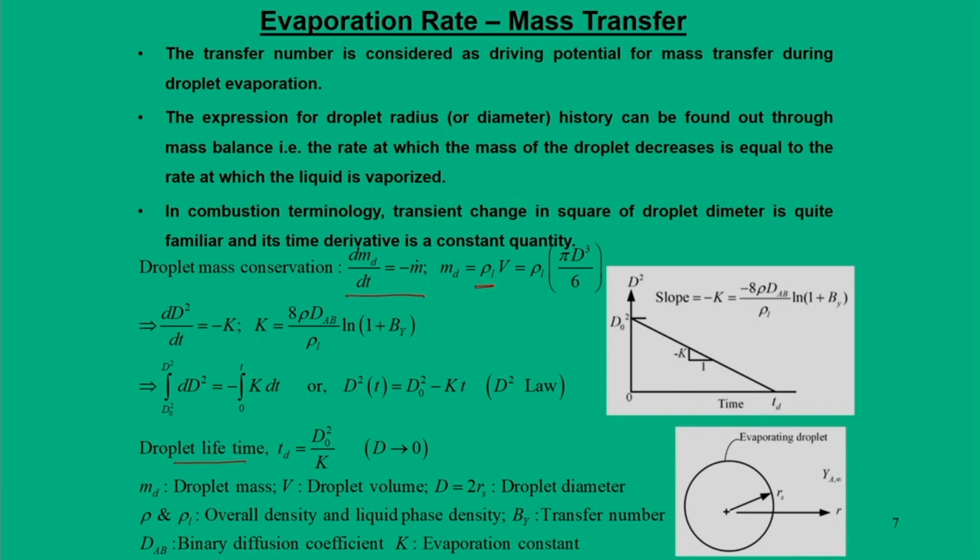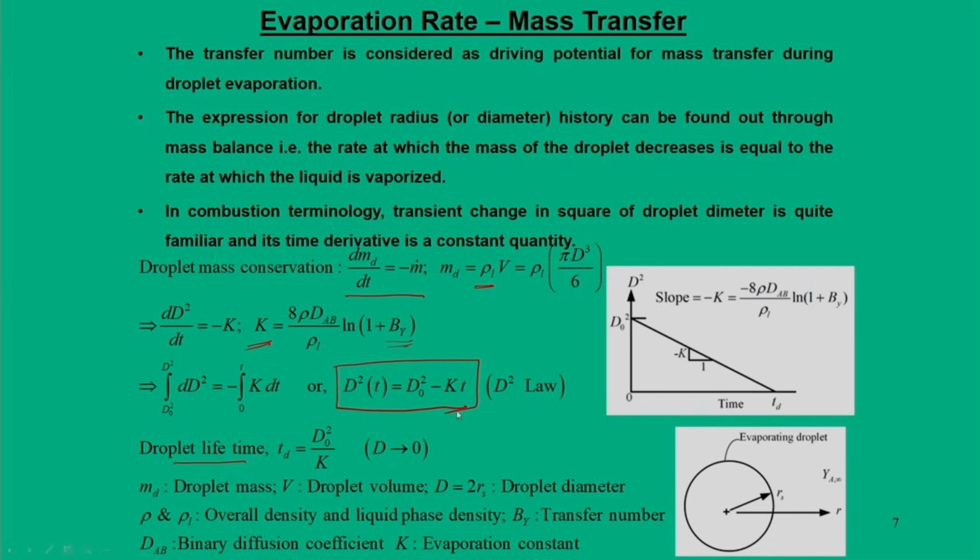By putting this we can define a parameter which we call the evaporation constant, and that evaporation constant is a function of the transfer number. So, K is equal to 8 rho DAB by rho L into ln of 1 plus B. Now, from these expressions we find a relation which we normally call the d square law. So, d square at time t, that means the square of the droplet diameter at time t, is equal to its initial diameter square minus k times t.